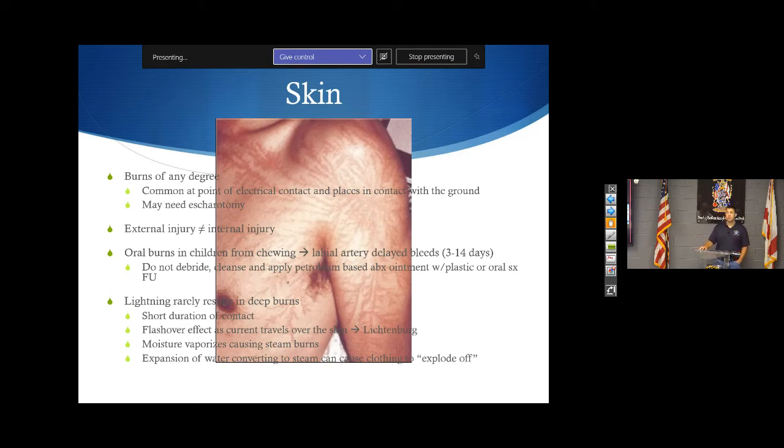All right, any other questions for Dr. White? Big thing there would be scene safety too before you start using any sort of water or other agents to try to put that out. Absolutely. Yeah.